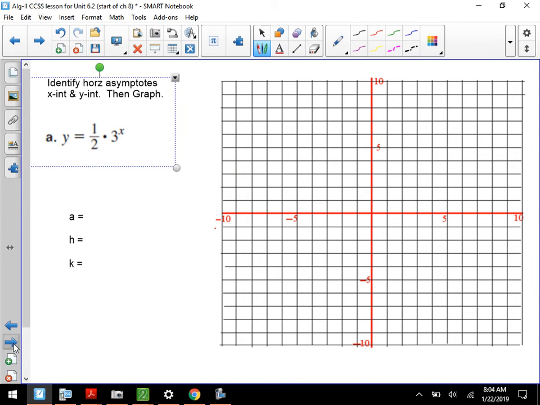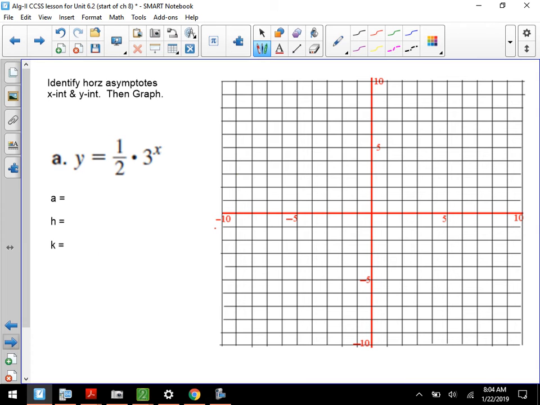So let's try this. What I want to do is horizontal asymptote. X-intercept, if there is one, Y-intercept, and then we're going to graph it. But whenever we graph these things, what we always do is we're going to label what are the A, H, and K. What are the A, H, and K values here? This idea of labeling this first, you're going to see this a lot. You're going to ask, what's the A value, what's the H value, what's the K value?